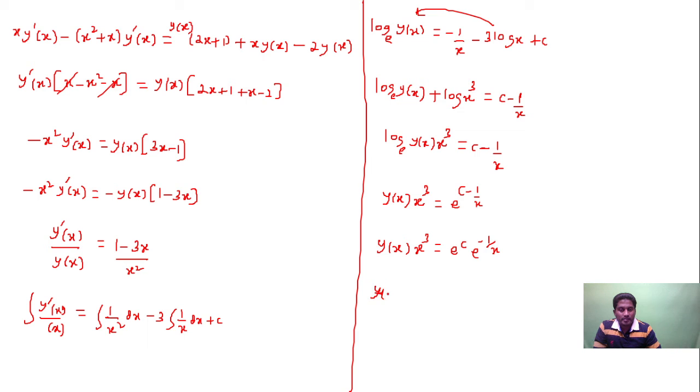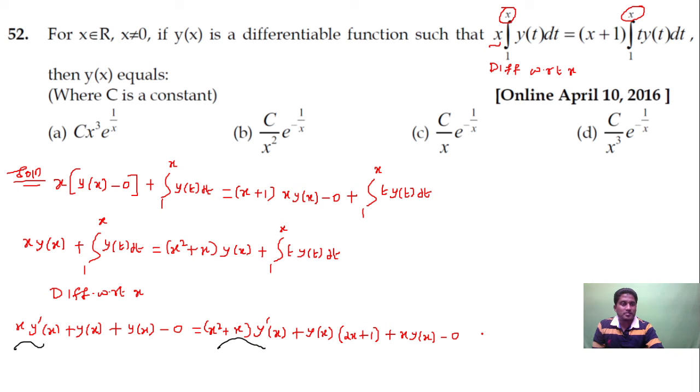Okay, so e power c is a constant only, right? C is a constant, e power c is a constant only. So I can write y of x is equal to e power c, which is c only, constant, e power minus 1 by x, whole divided by x cube. Okay, that's the answer, guys. So y of x is equal to c into e power minus 1 by x, divided by x cube. That's the last option, D.